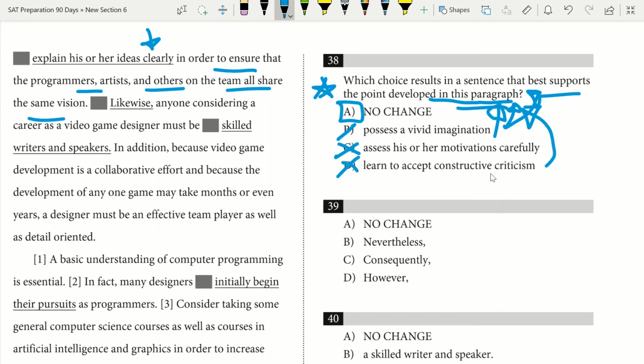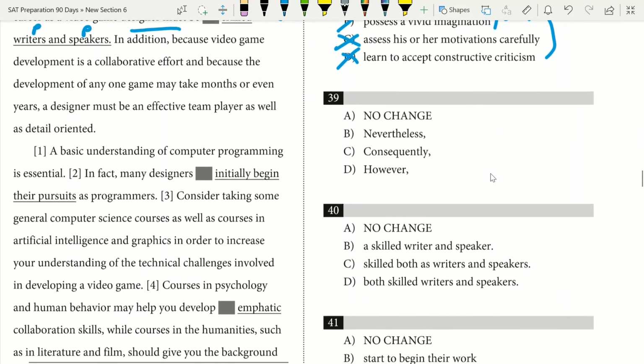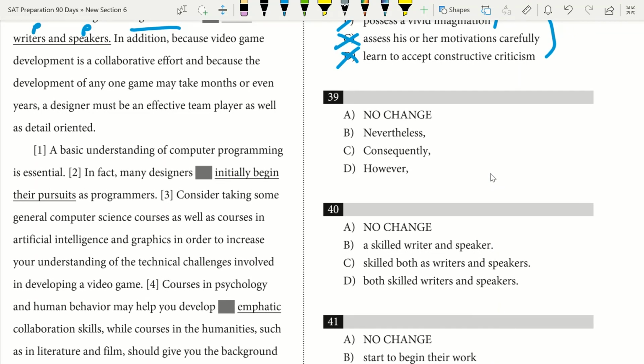Okay, next thing I see, I have one word followed by a comma in the beginning of a sentence, so I know I'm trying to connect my previous sentence to my current sentence. Okay, so anyone considering a career as a video game designer must be skilled as a writer and speaker. We can't say skilled writers and speakers because those are both plural, and we're talking about one person, right? Anyone. Okay, that's singular. Anyone considering a career as a video game designer must be a skilled writer and speaker. All right, so let's take a look, find which one has a skilled writer and speaker. We see that's answer choice B for number 40. Okay, so 40 answer there is going to have to be B.